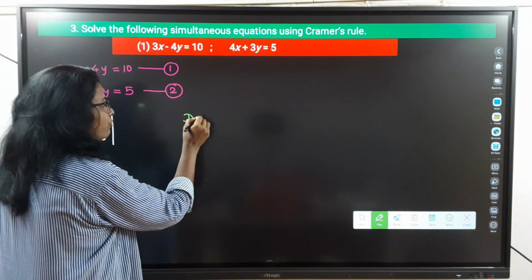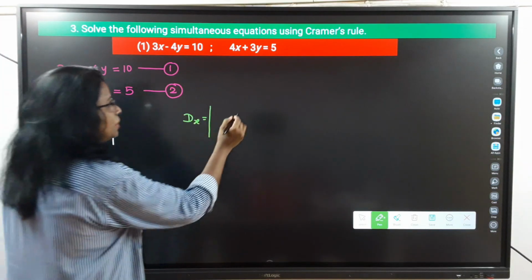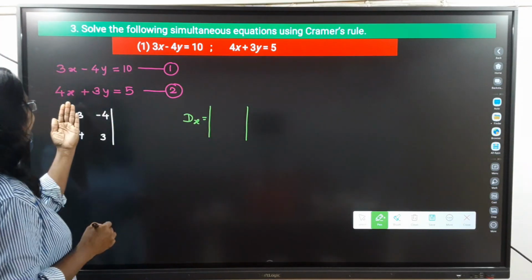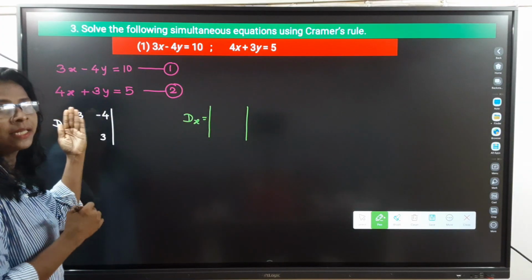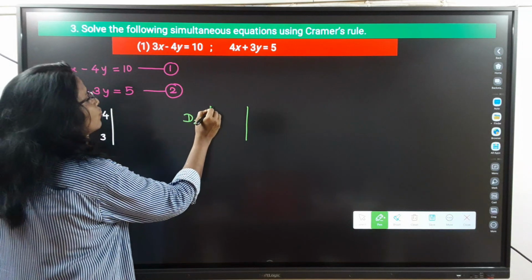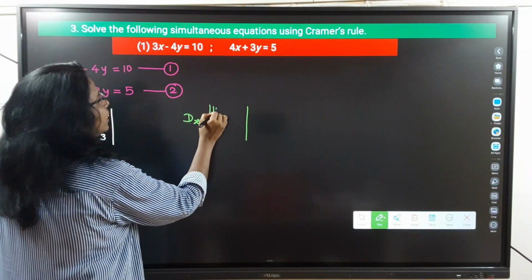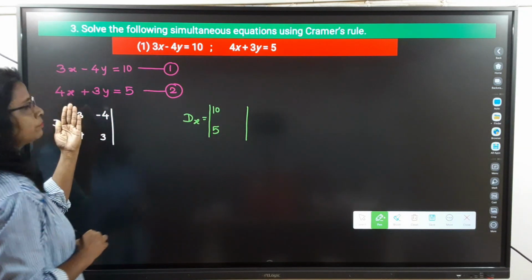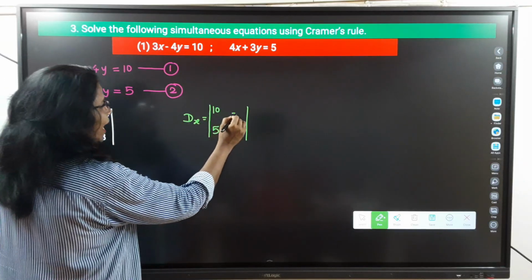There is a determinant of x. So how can we arrange this determinant? Here, in this determinant, we hide the first column, and in that place we write the constants. We write the constants in the place of the first column. Then write down the second column as it is.